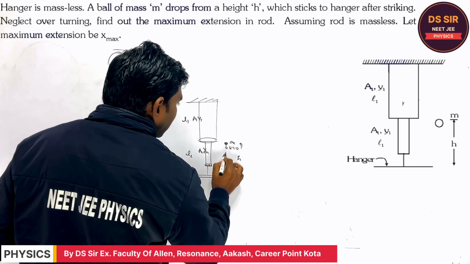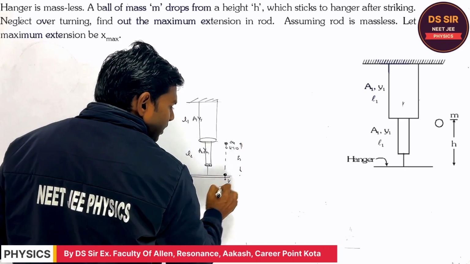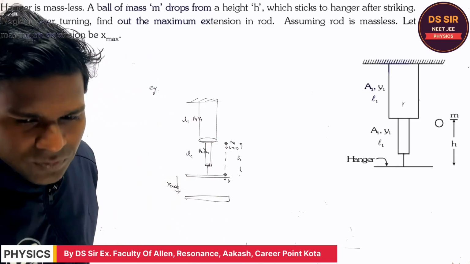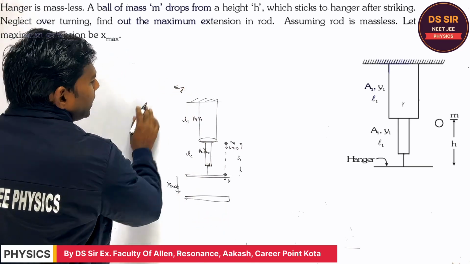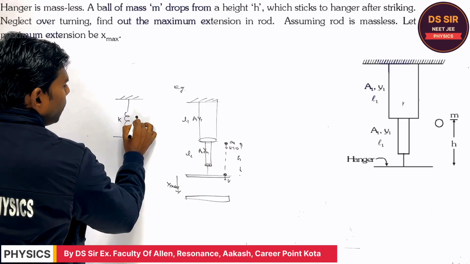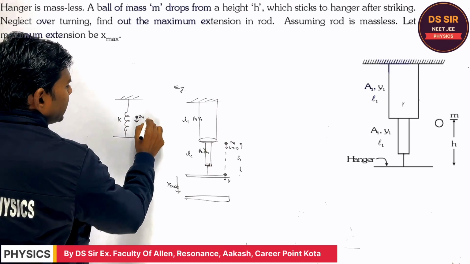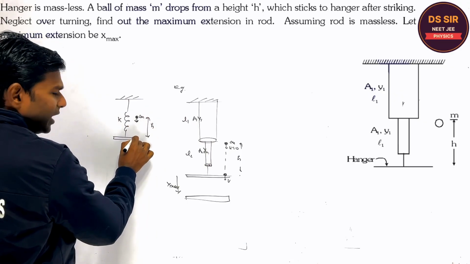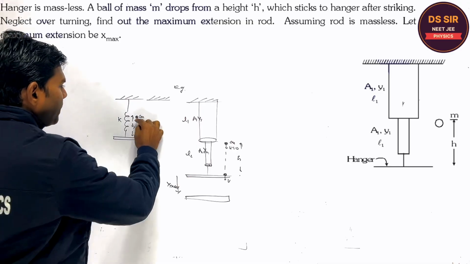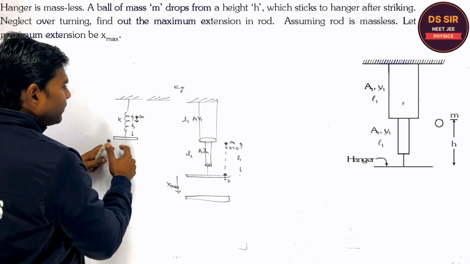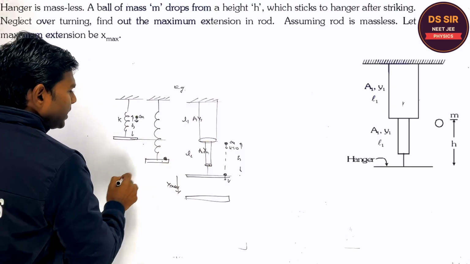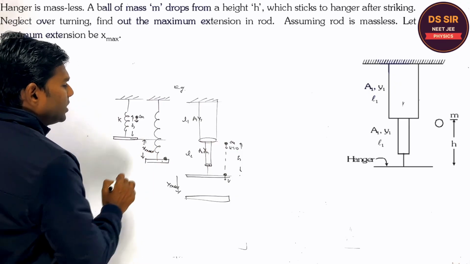Assume these rods are massless. The maximum elongation in the hanger: the ball comes with some velocity v, it will start moving and you have to find the maximum elongation in this case. Is it clear or not, you tell? To solve this question, let us consider another example. If there is a spring with spring constant K and a hanger, and a ball of mass M is released from height h, after collision it sticks with the hanger. What is the maximum elongation? It will start moving when collision occurs and stick. At the final elongation, the ball and the hanger will stop again. So this is x max, the maximum elongation in the spring.